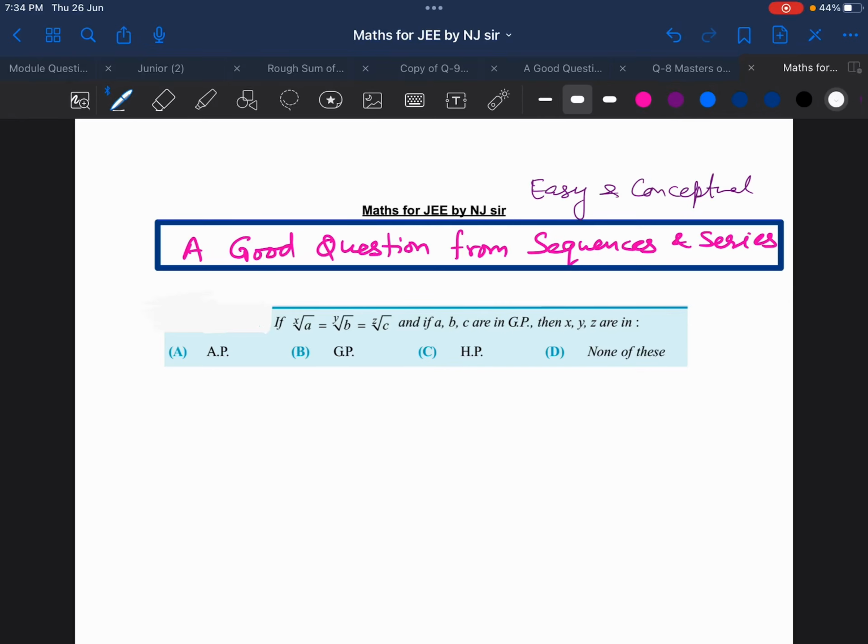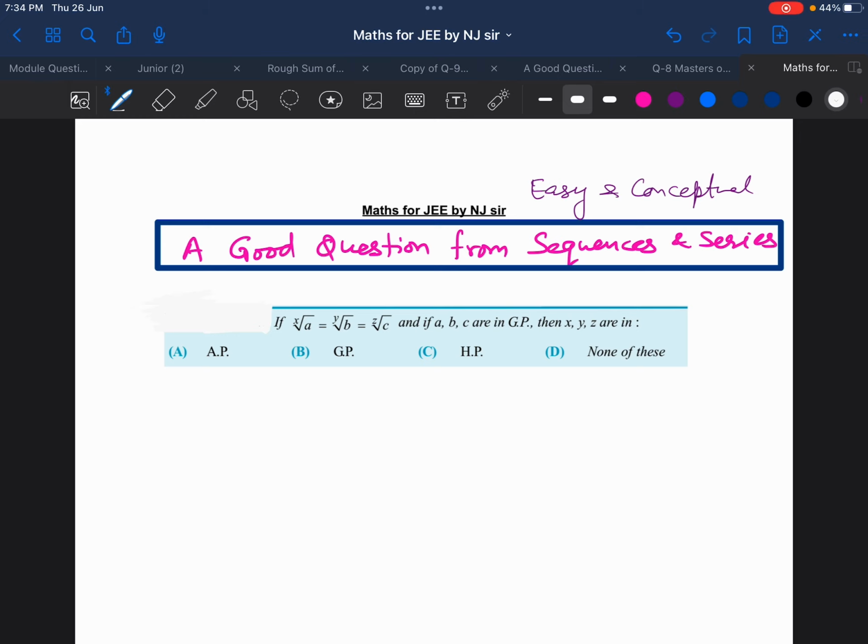Hello dear JEE aspirants, hope you are doing excellent in mathematics to score very good marks in JEE Mains 2026, and for those students who are preparing for 2027 might have been doing sequence and series chapter first time. So I am taking a very easy and conceptual question from the chapter sequence and series.